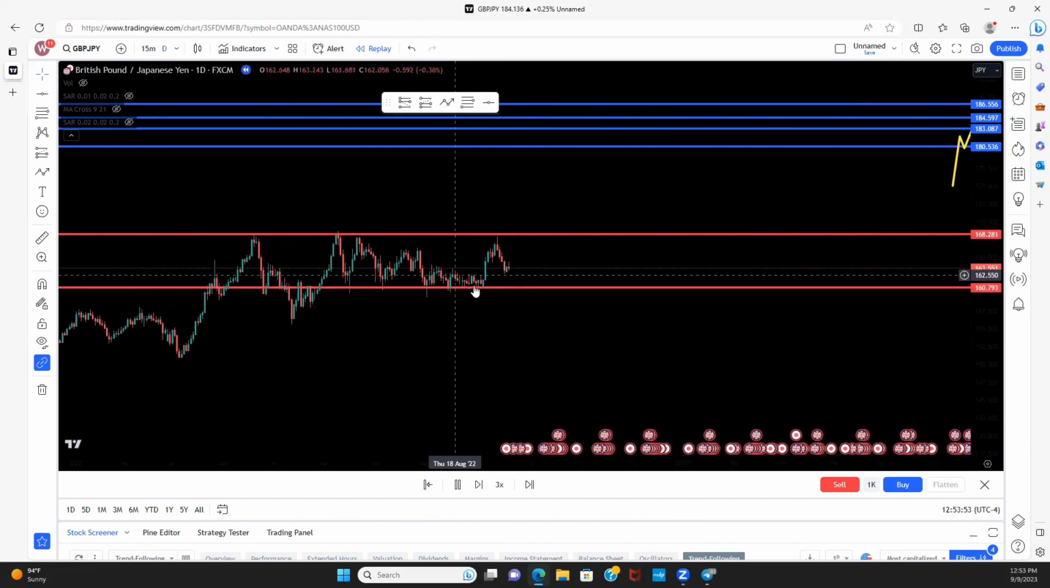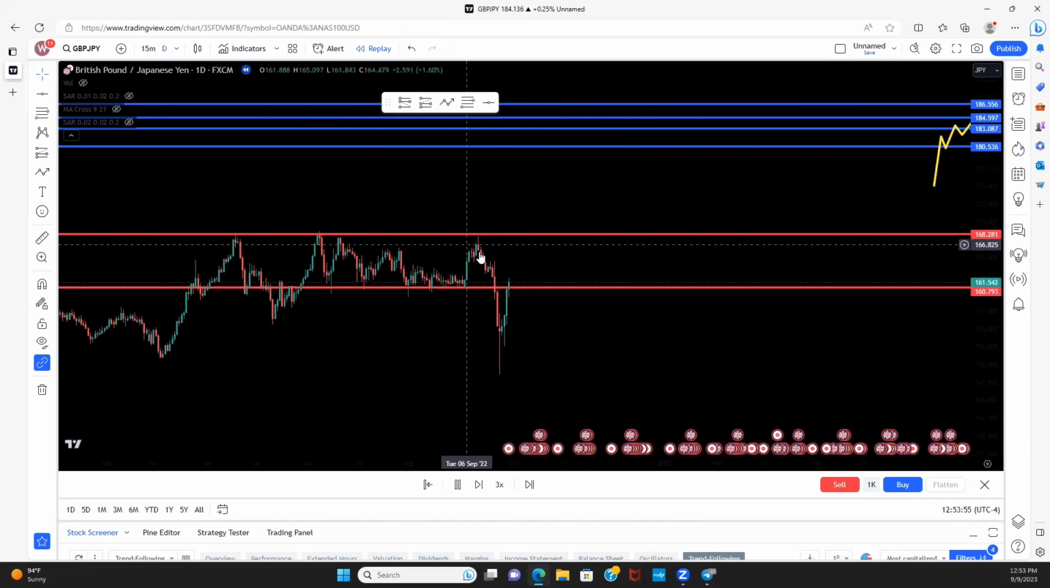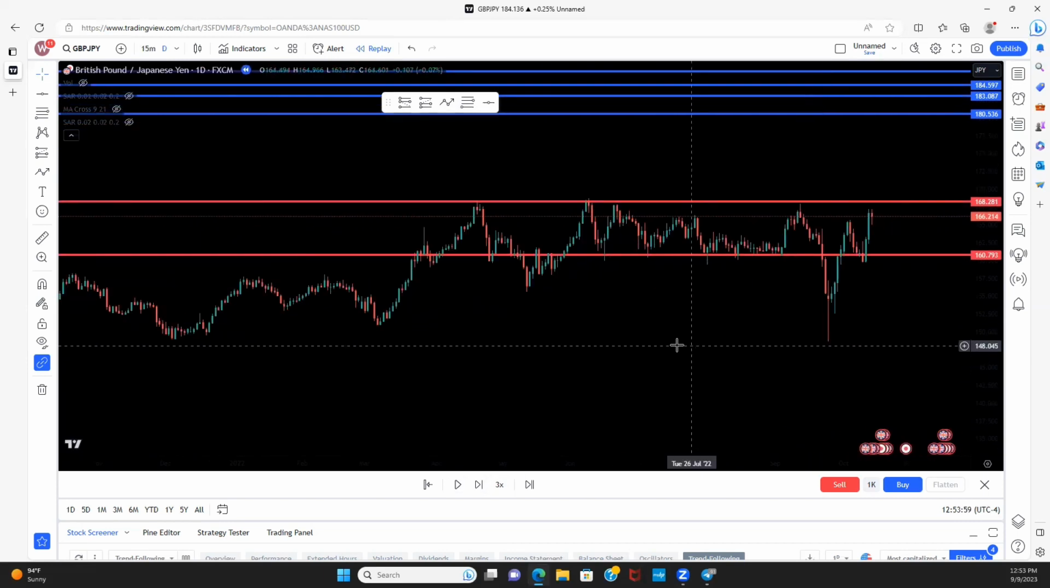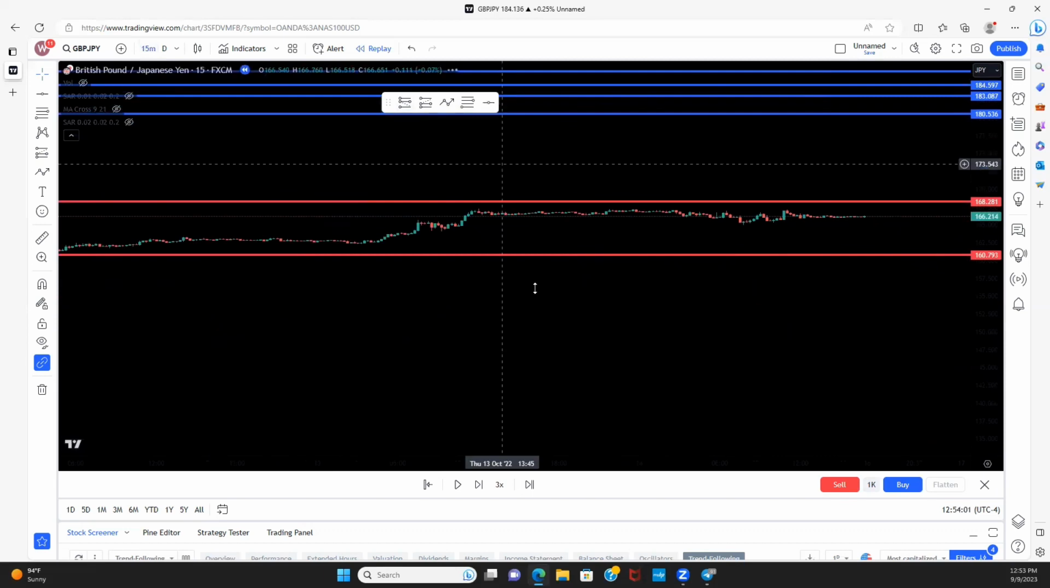You saw how many times it tried to break that level? And then look, it finally broke that level. You could have went for some sells. So let's pause it really quick and break it down onto the smaller time frame.